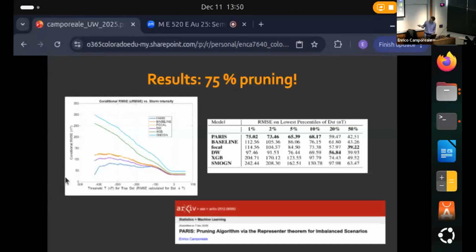What is shown in the plot is a conditional RMSE, meaning that for any given value of DST on the bottom, I calculate the RMSE only on the samples for which the ground truth is smaller than that value. So it's a conditional RMSE on the ground truth value. And you can see, being at the bottom of all the other lines, that the Paris method outperforms everything. If you look at the last number here on the right, this would be the standard MSE computed on the whole test set.